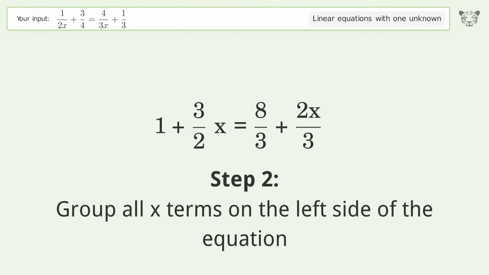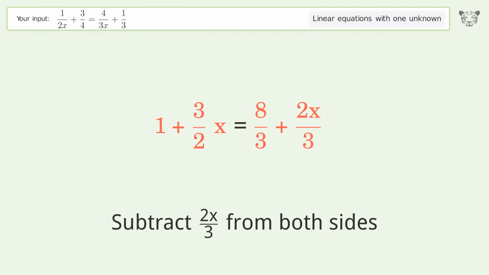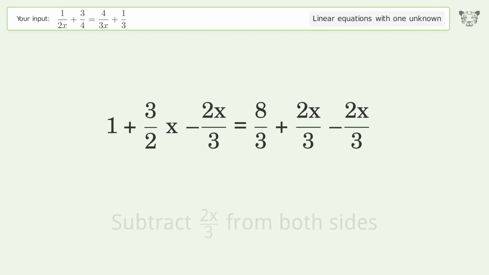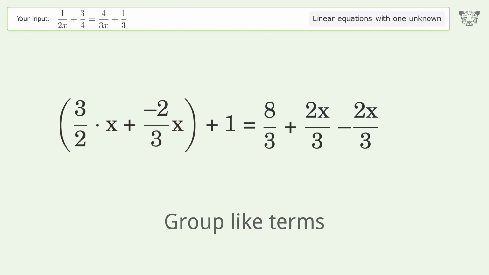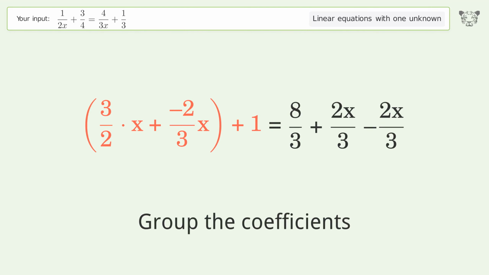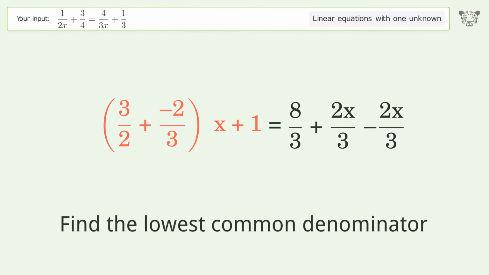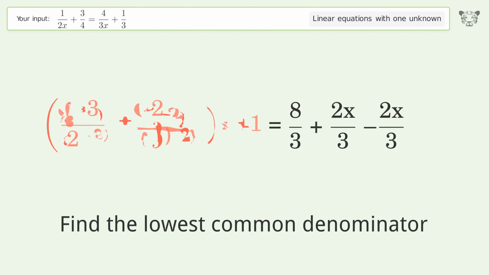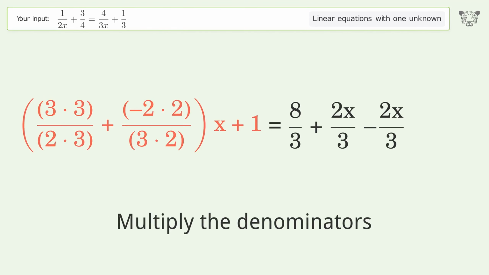Group all x terms on the left side of the equation. Subtract 2x over 3 from both sides. Group like terms. Group the coefficients. Find the lowest common denominator. Multiply the denominators.